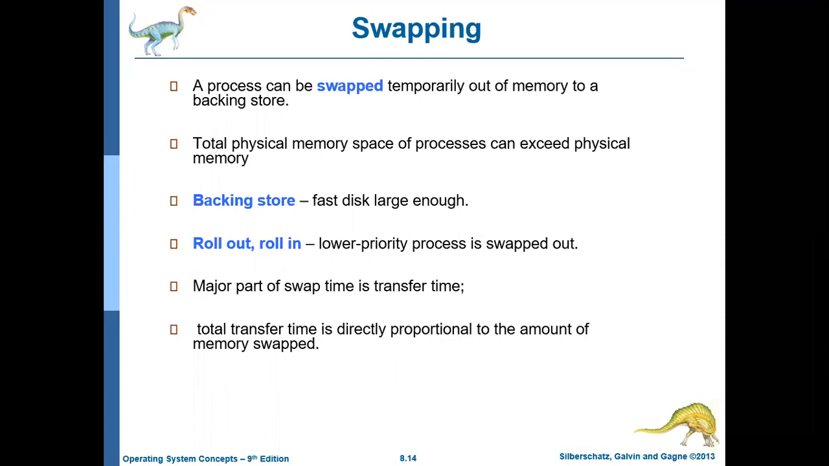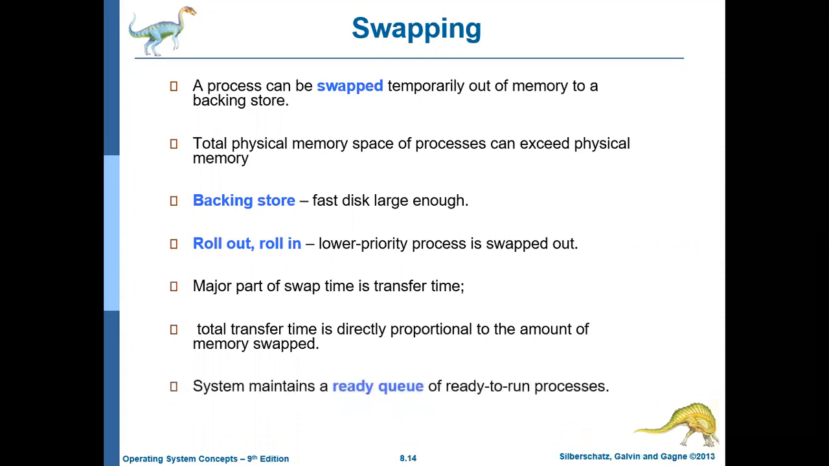So we should be very specific in choosing the right process for swapping. Because if you choose a very big process for swapping, then you may have to spend a large amount of time in swapping itself, because swapping depends on transfer time. A major part of swapping is transfer time, and transfer time depends on the size of the file, the amount of memory or content that you are going to swap.